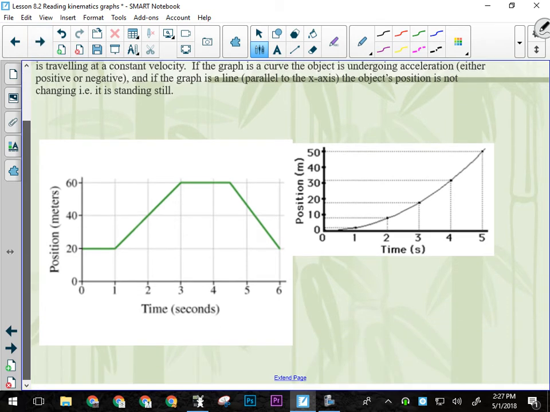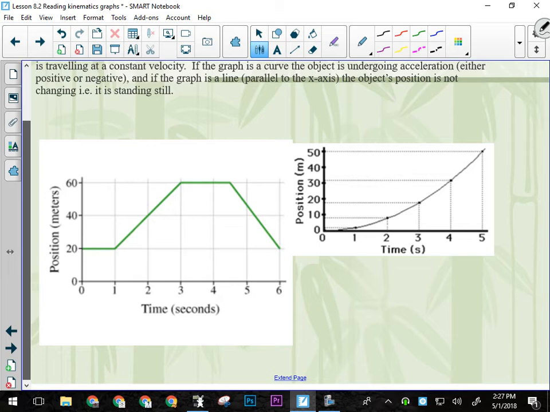Okay, so if I'm looking at this graph right here, where was the object at time 0? At 20 meters. Yeah, it was at position 20 meters. Wherever that 20 is measured from, that's where it was. Okay, what did it do for the first second? Nothing. Yeah, it stayed in exactly the same place. Its position stayed the same. It was at 20 meters at time 0. It was at 20 meters at time 1 second. So it didn't go anywhere.